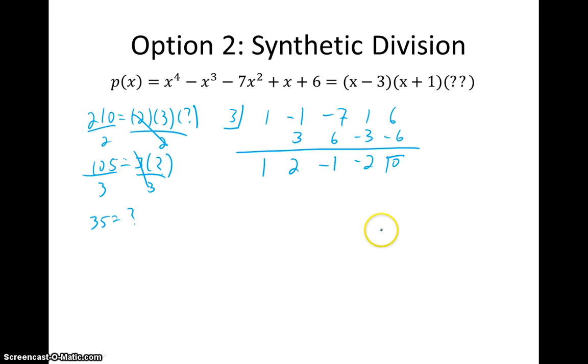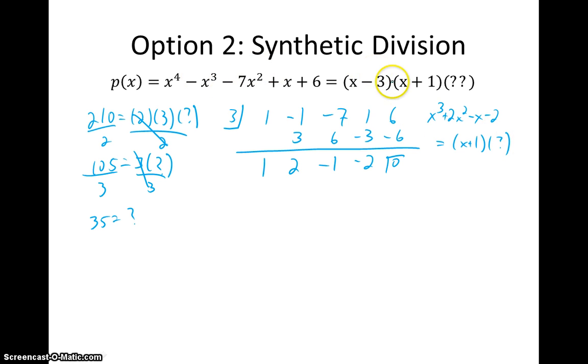So right now, what do we have? Right now, I know that p of x divided by that x minus 3 gave us a result of, I think, x to the third plus 2x squared minus x minus 2. So at this stage, I'm going to try to squeeze it in over here. I know that x to the third plus 2x squared minus x minus 2 is equal to x plus 1 times our question mark.